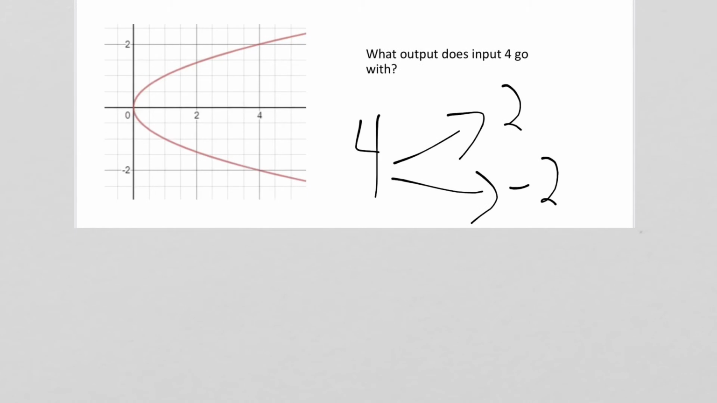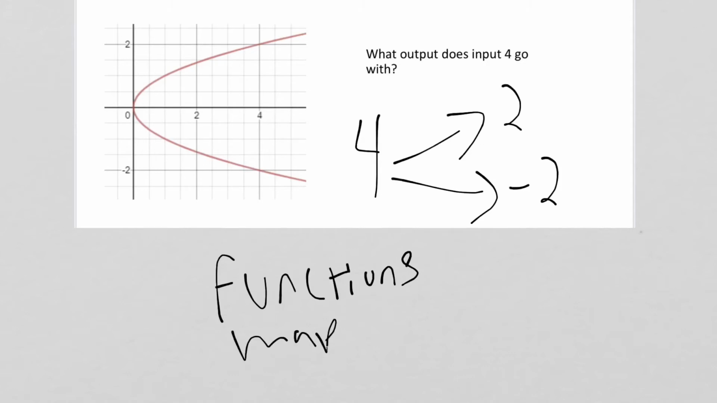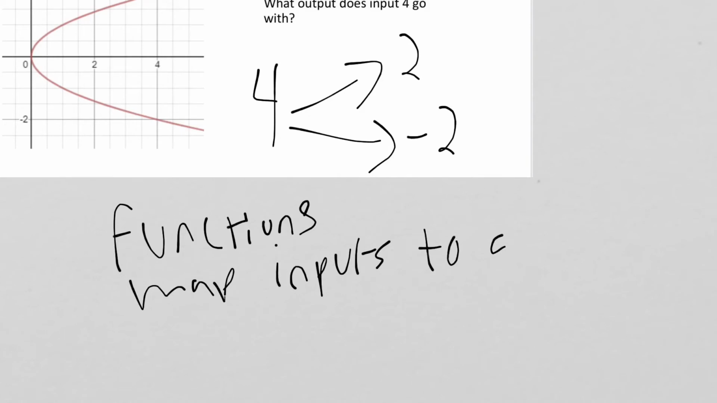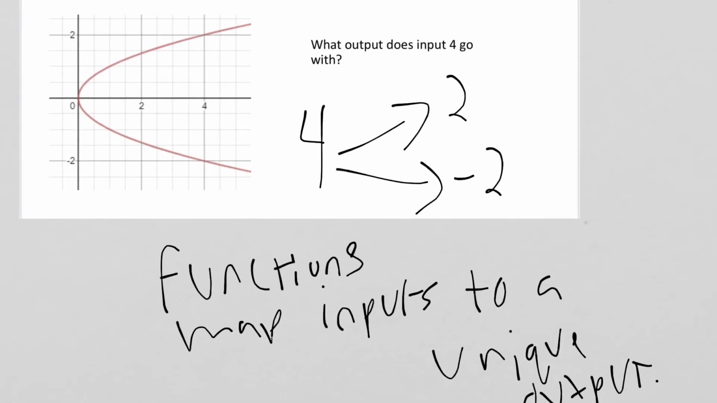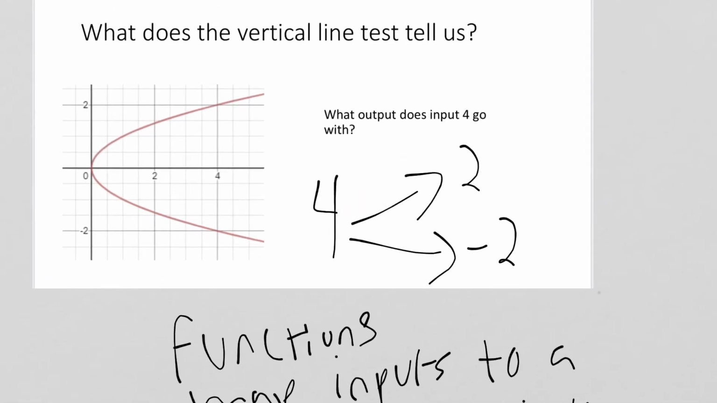And that is a problem because functions map inputs to a unique output. So the problem here is that we're not going to one place. A function is supposed to be predictive, right? I'm supposed to be able to predict what output 4 is going to go to. So if it's going to 2 different places, that's a problem, and we don't have what we would define as a function. This is not a function.